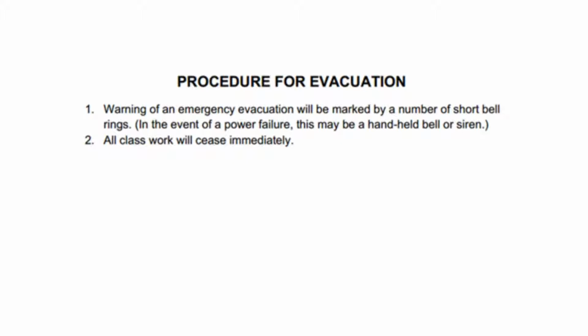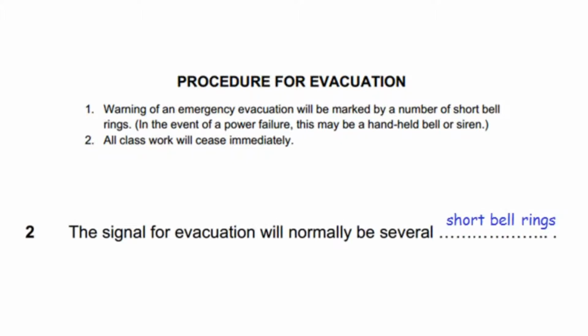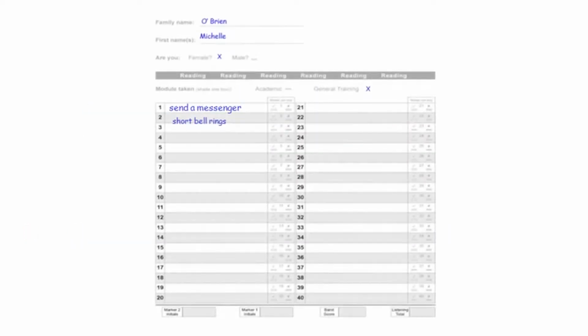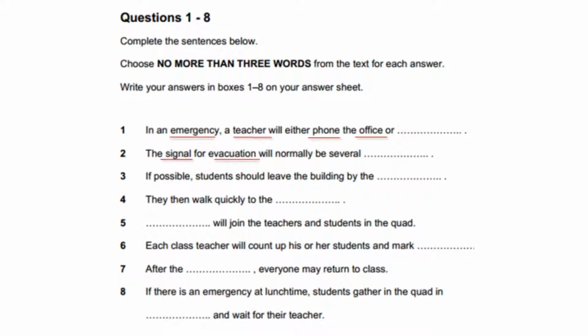We can see that the missing words are short bell rings. Again, quickly go to your answer sheet and write short bell rings for the second answer. Then go back and read question 3. For question 3, you need to complete the following sentence. If possible, students should leave the building by the... Now that you have read the sentence, you need to underline any keywords. I would underline students, leave, building, and by.